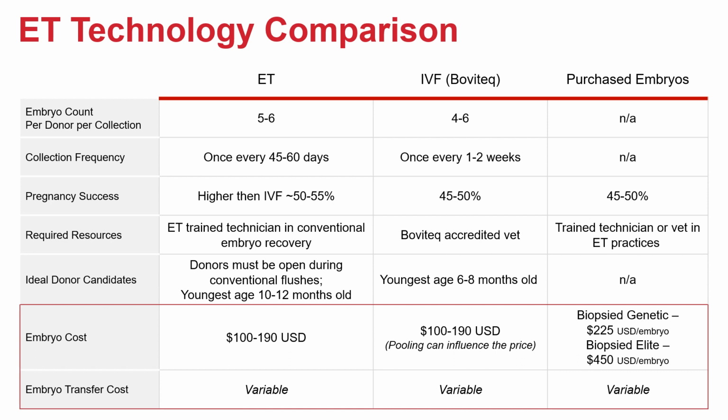Embryo costs are a major consideration for any strategy, and we can see the range of values presented here. Depending on which strategy you pursue, you can have a range of 100 to around 190 USD, or if we shift our focus to the purchased embryos, depending on which product line you go for, we can have something as expensive as 450 for those biopsied elite, or in the case of our biopsy genetic, 225.